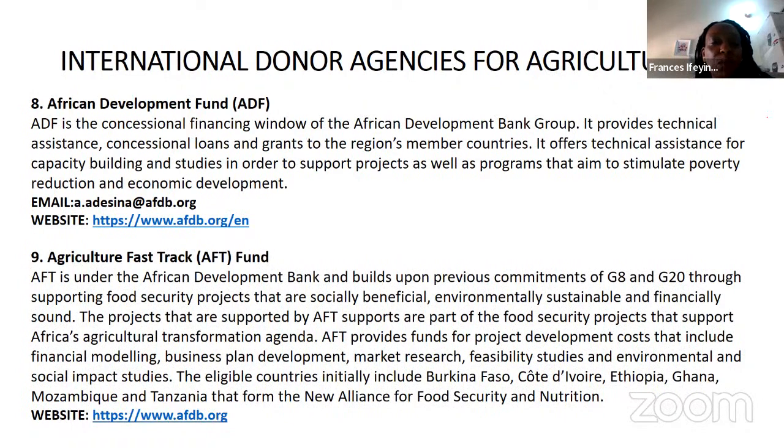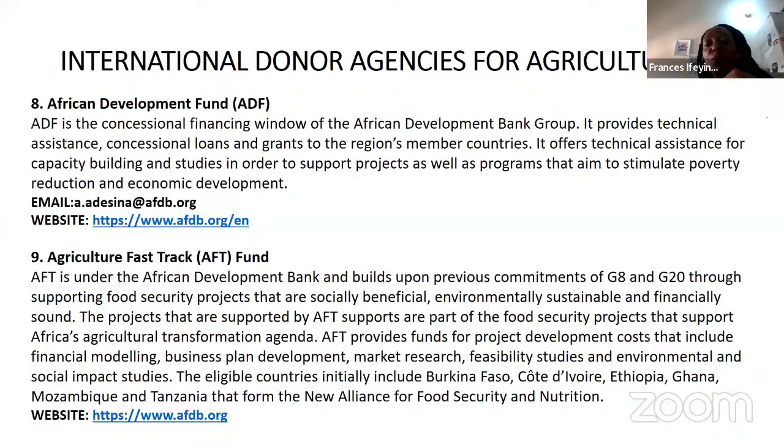And the last on our listing, but not the least, is Agriculture Fast Track Fund. It's under the African Development Bank and builds upon previous commitments of G8 and G20 through supporting food security projects that are socially beneficial, environmentally sustainable, and financially sound. The projects that are supported by this organization are part of the food security projects that support Africa's agricultural transformational agenda.